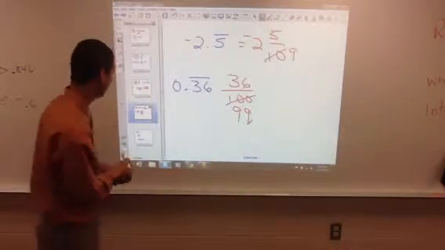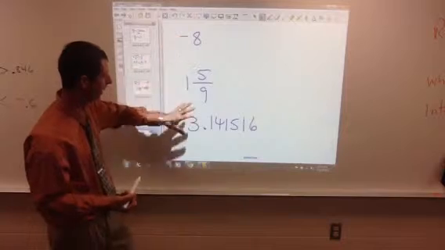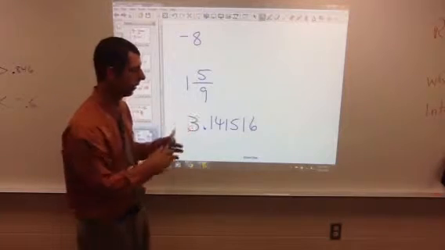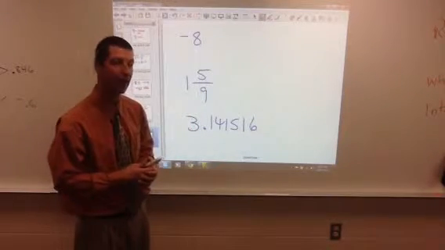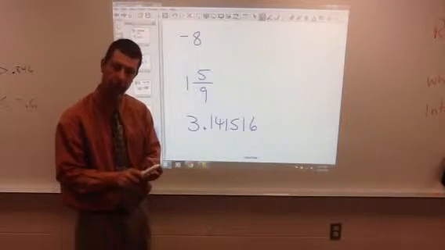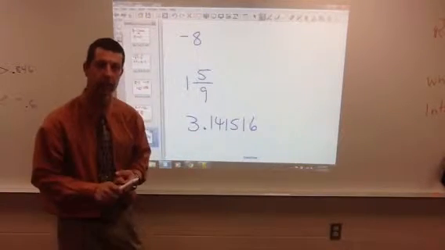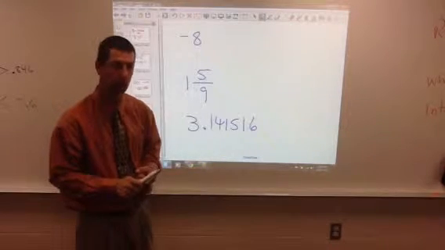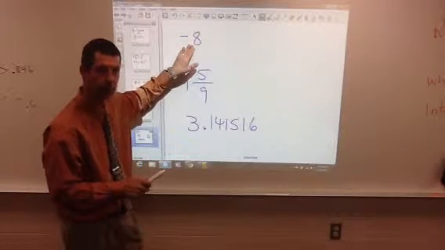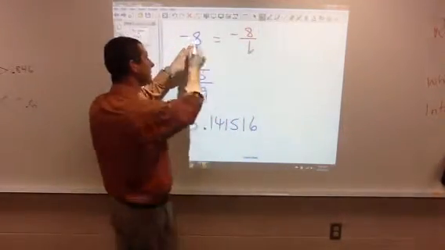Now here are 3 different numbers, and students are going to be asked on their assignment on this lesson to classify these as either a rational number, a whole number, or an integer. Just to briefly talk about each one of those. A rational number is any number that can be written as a fraction. So if we take a look at -8, can -8 be written as a fraction? Sure it can. We could write this as -8 over 1. So it's a rational number.